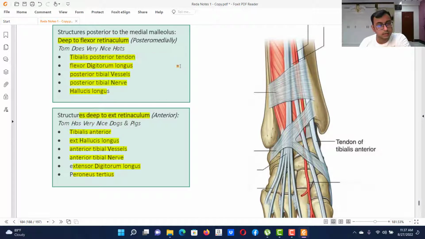It applies to the posteromedial aspect, and the structures deep to the extensor retinaculum are anterior. Tom Has Very Nice Dogs and Pigs. Tom Does Very Nice Hats. Very, Does and Dogs are sometimes confused, so you must know the mnemonics to avoid wrong answers.